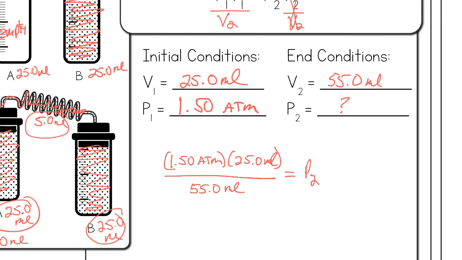So put it in the calculator. And P2 is equal to 0.681. I need 3 significant figures, and that's going to be 0.381, and that's going to be atmospheres. And there you have it.